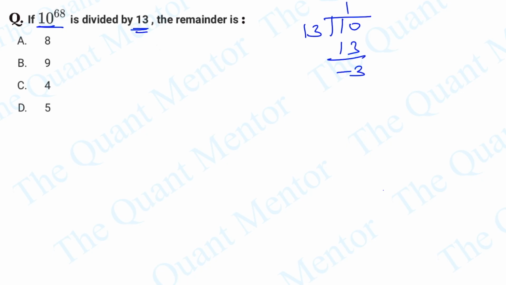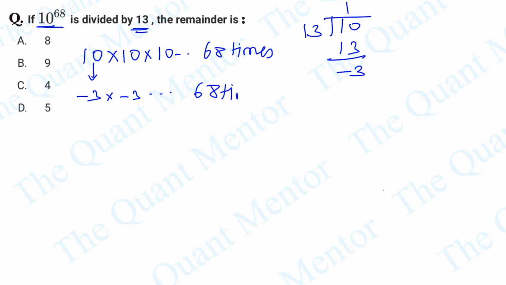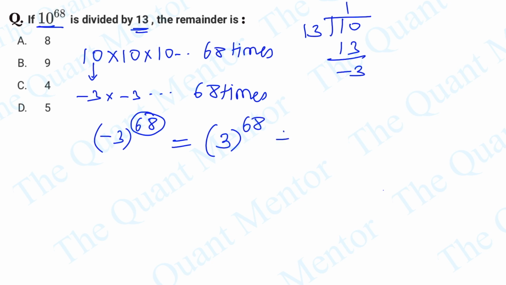So 10 power 68 when divided by 13, it is like saying 10 into 10 into 10 into 10 for 68 times will be divided by 13. So each time you get the remainder minus 3. So the remainder will be minus 3 into minus 3 into minus 3 for 68 times, which is nothing but minus 3 raised to 68. Further, you can ignore the minus sign here because the power here is even. Any negative number raised to an even power, minus into minus is going to be positive or plus. So you can ignore the minus sign also. You can treat the further remainder as 3 power 68, and we are going to divide this with 13 and find the remainder.